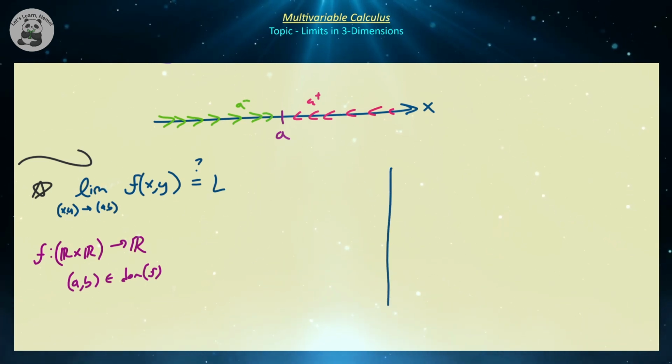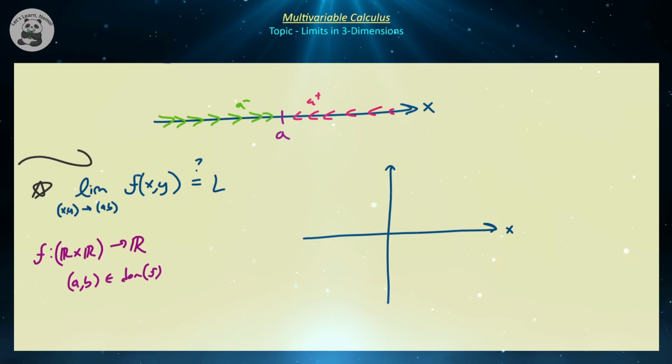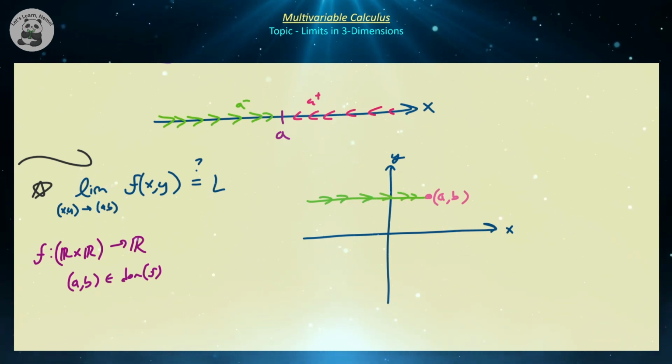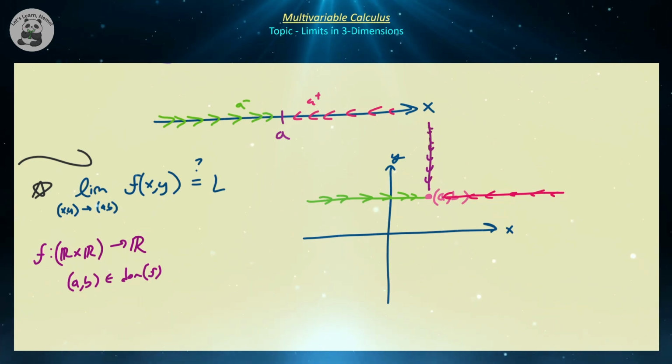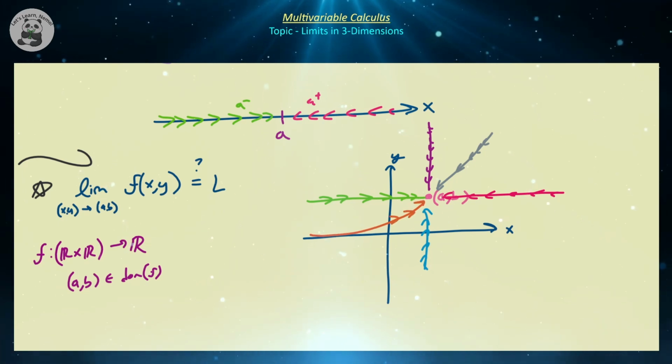Now, if we have our x-axis and y-axis here, and let's assume that our point here is (a, b), how can you approach it? Well, you can obviously approach it from the left-hand side, just like we did above. You can also approach it from the right-hand side, from the top, from the bottom, and from diagonals. You can also approach it, if you're a little bit more creative, via a parabolic path, such as that.